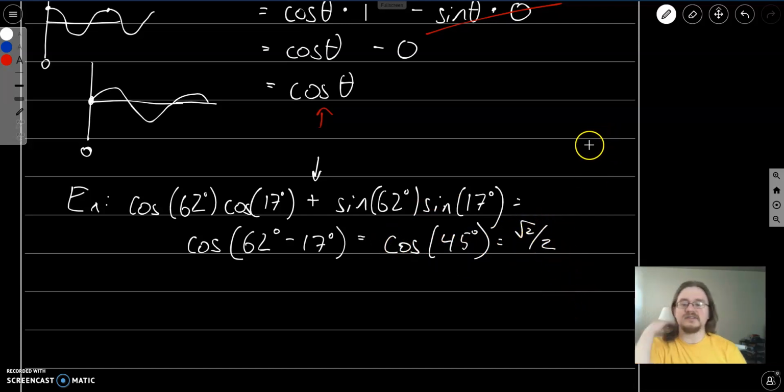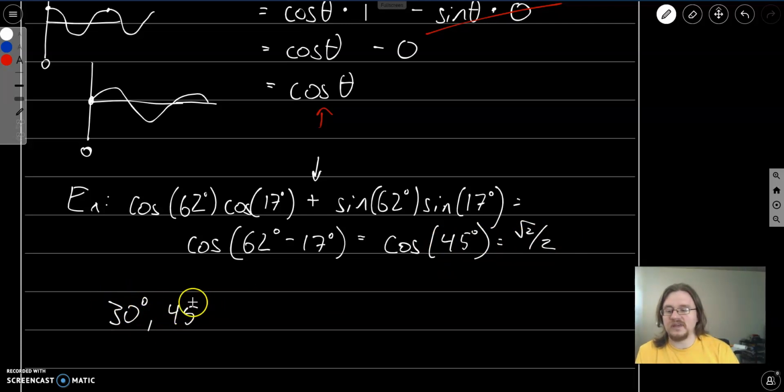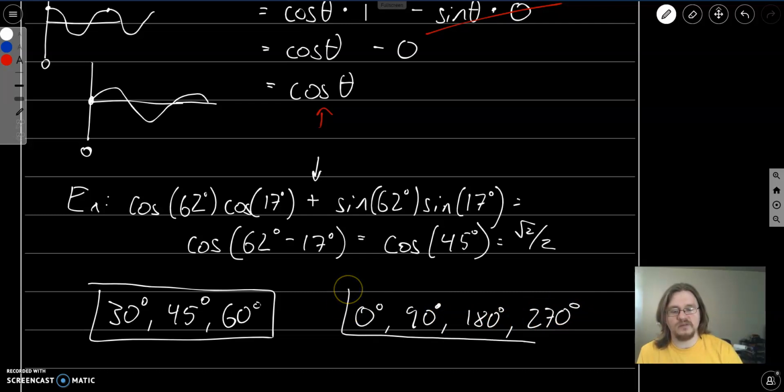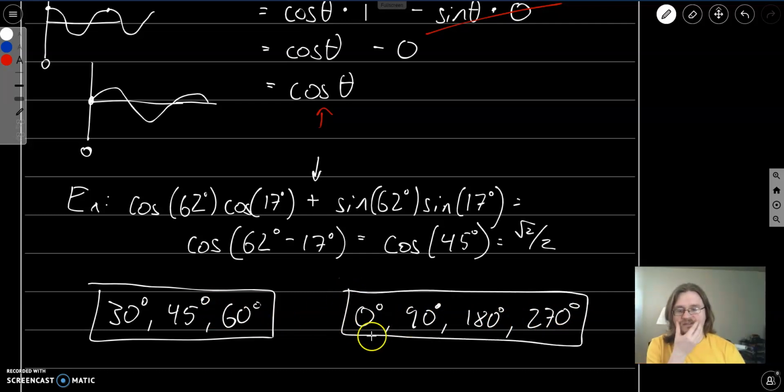So, it's good to remember that the special angles that we need to remember are going to be 30 degrees, 45 degrees, and 60 degrees, as well as any multiples of 90. So these are some of our special angles, but we also have 0 degrees, 90 degrees, 180 degrees, 270 degrees, and so on. So all multiples of 90. These are the sorts of angles that you should just know how to take sines and cosines and tangents of right away.